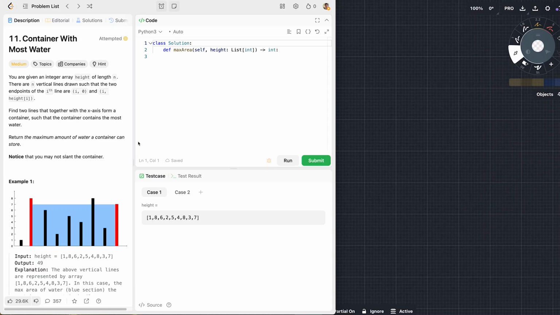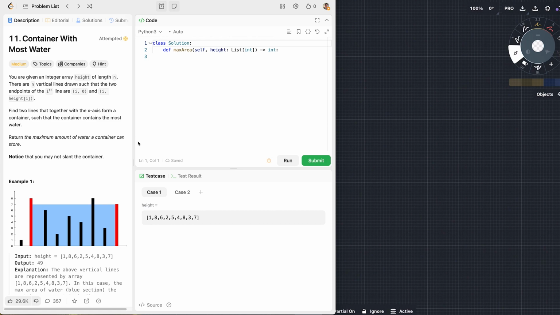Welcome back. Today we're doing 11, container with most water. You're given an integer array height of length n. There are n vertical lines drawn such that the two endpoints of the ith line are (i, 0) and (i, height[i]). Find two lines that together with the x-axis form a container such that the container contains the most water. Return the maximum amount of water a container can store. Notice you may not slant the container.